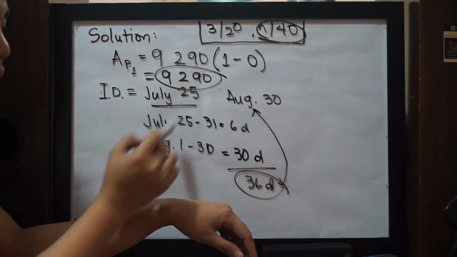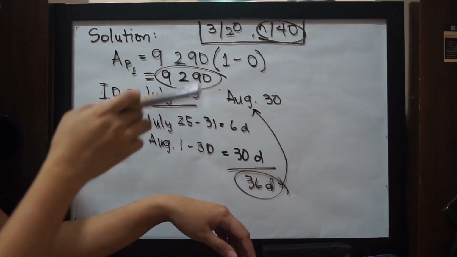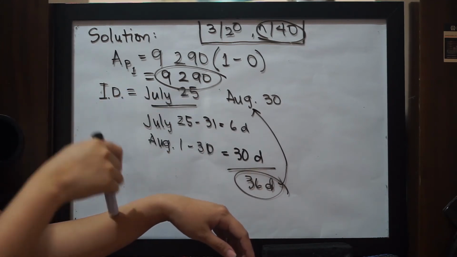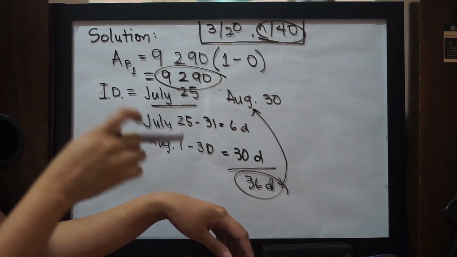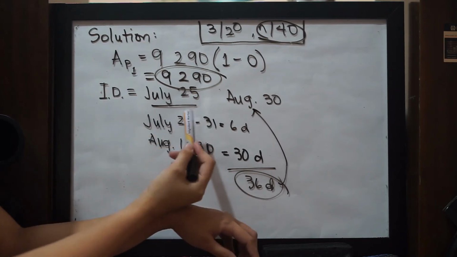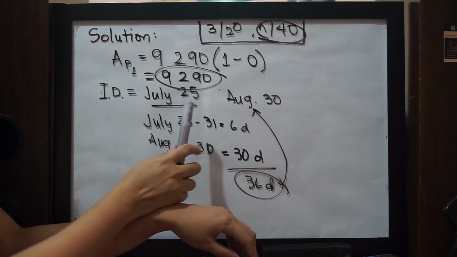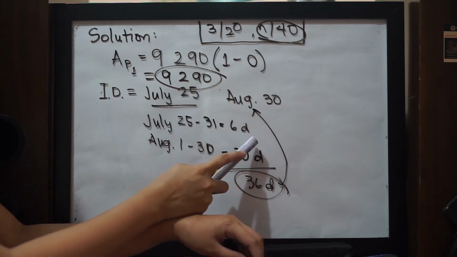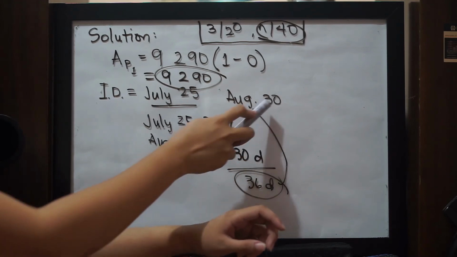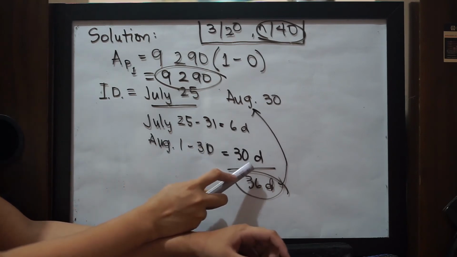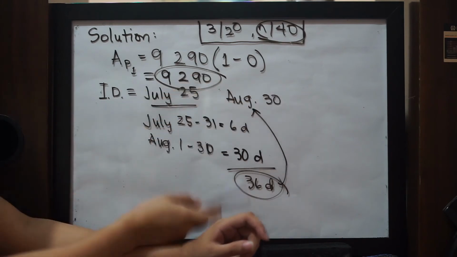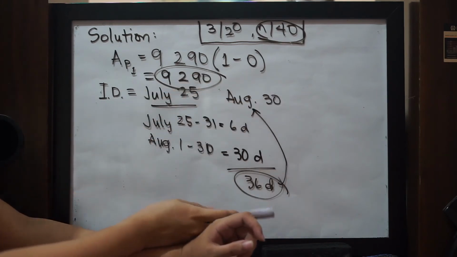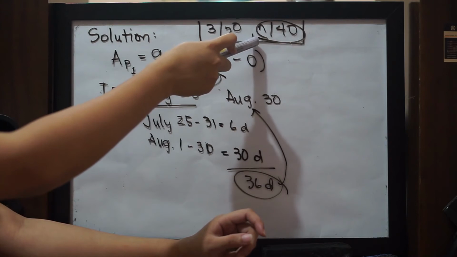Kung nahihirapan kayo sa ginawa kong technique, pwedeng magbilang kayo isa-isa ng days gamit yung calendar sa inyong cellphone. Or pwede din namang itong technique ko na we start the counting from July 25 to 31, 6 days yung lilipas. Then from August 1 to August 30, we have 30 days. Adding this, 36 days yung lilipas from July 25 to August 30. Then, you go back to the terms of discount.